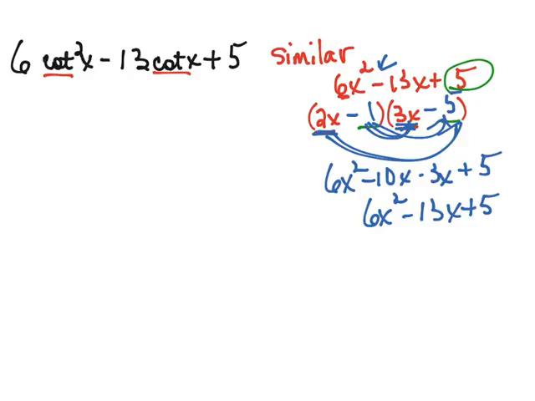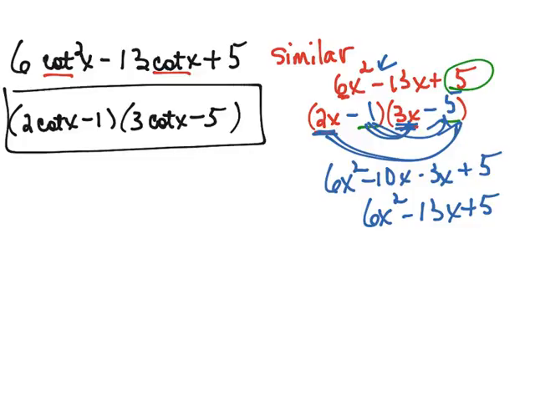Now what does that have to do with our problem? Well, if our problem is in terms of cotangent x instead of x, then everywhere I have an x, I'm going to write cotangent x. So this would be 2 cotangent x minus 1 times 3 cotangent x minus 5. And it factors the exact same way that it did in algebra class, except it's in terms of cotangent x instead of just x.